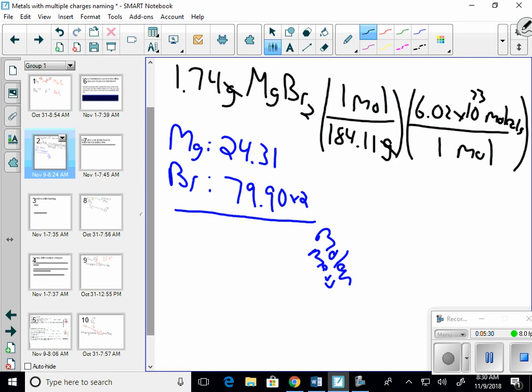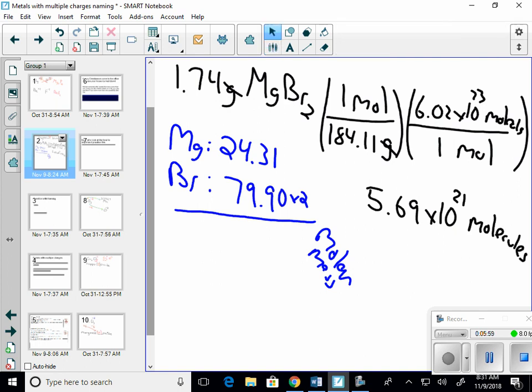Now, what I would do is I take my 1.74 grams and I divide it by 184.11. Then I multiply by Avogadro's number and I'd get a big number in my calculator for my final answer. Have to pay attention to sig digs. So hopefully when you type that in, you would get 5.69 times 10 to the 21st molecules. Recall if you had like 5.72, that's fine, times 10 to the 21st.